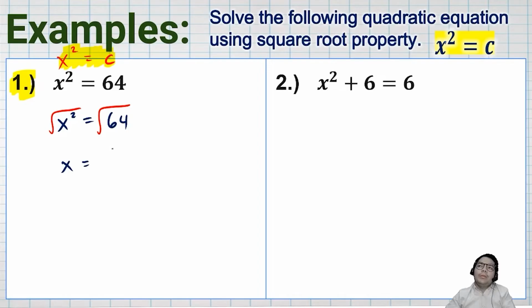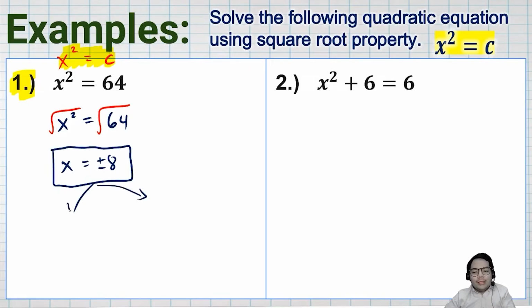Ano nga ba yung number pag in-square ko ang sagot 64? Have you think of 8? Correct. So, 8 times 8 is equal to 64. So, ang square root ni 64 ay 8. But you have to also consider that it's positive and negative 8. So, that will be our answer. So, ilan ba ang sagot dito? We'll be having two answers. X is equal to positive 8 and x is equal to negative 8.